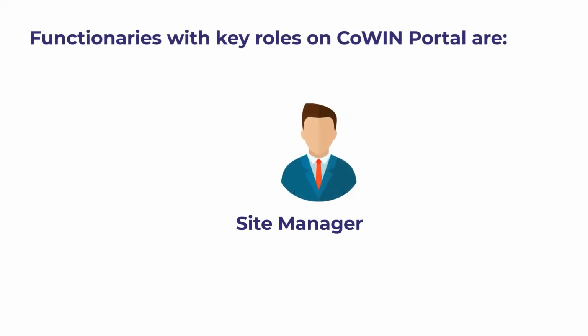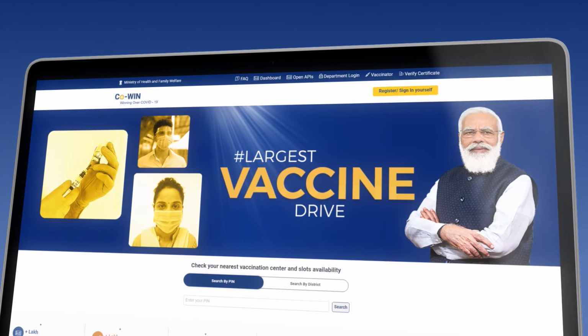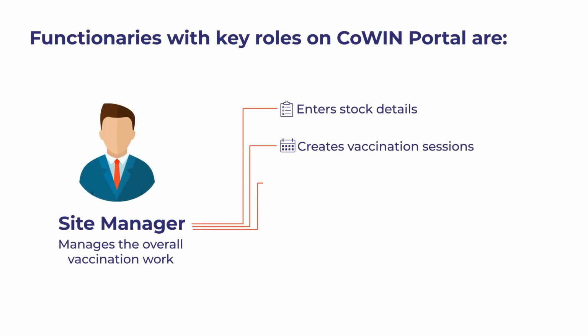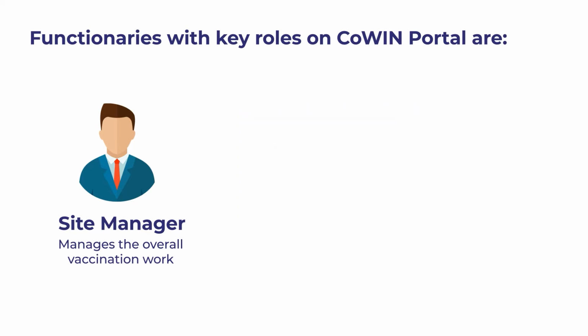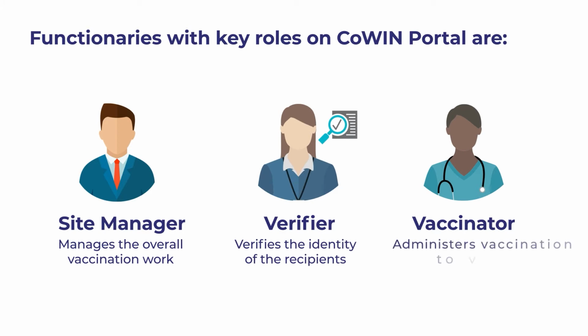Site manager is the key functionary who manages all activities of the vaccination centers on CoWIN portal. He enters stock details, creates vaccination sessions, and maps sessions with vaccine batches. Further, verifiers and vaccinators are two key functionaries associated with a registered facility. While verifiers verify the identity of recipients, the vaccinator administers the vaccination to the verified recipients.